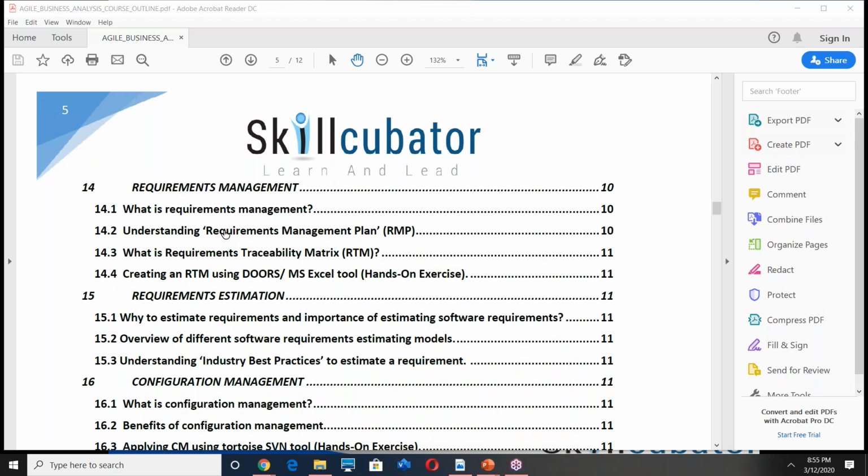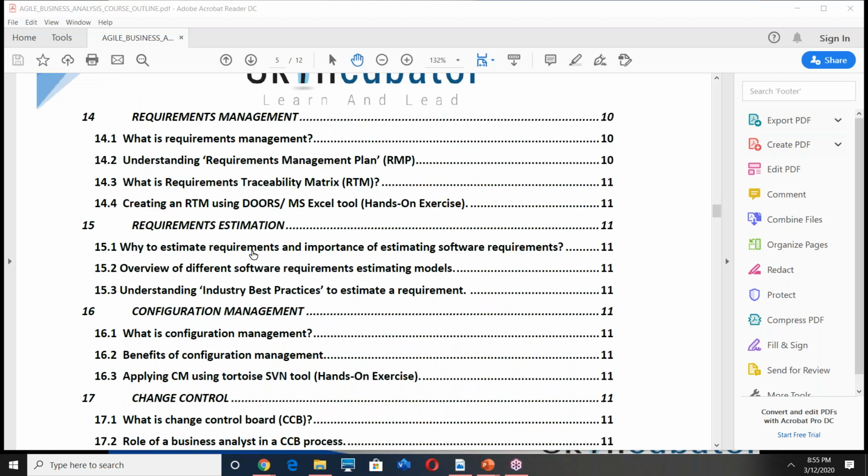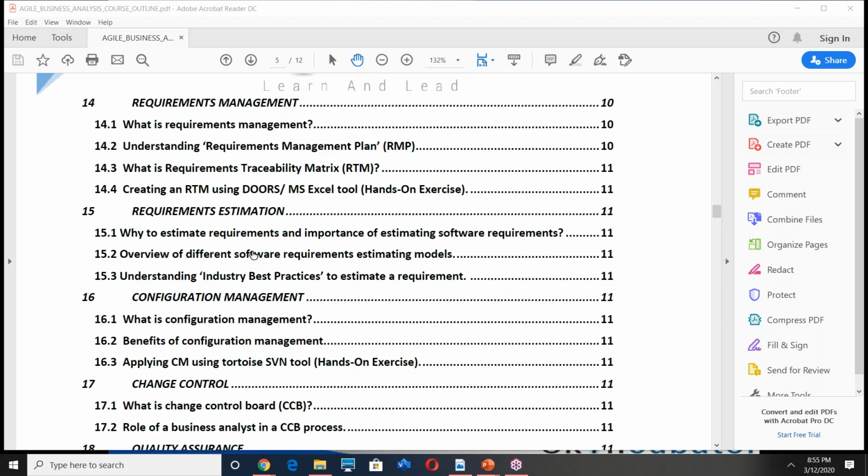And we'll be creating RTM using either MS Excel, which is Microsoft Excel, or DOORS, which is Dynamic Object Oriented Requirement System. And then we will talk about the requirements estimation techniques. How do you estimate a requirement?